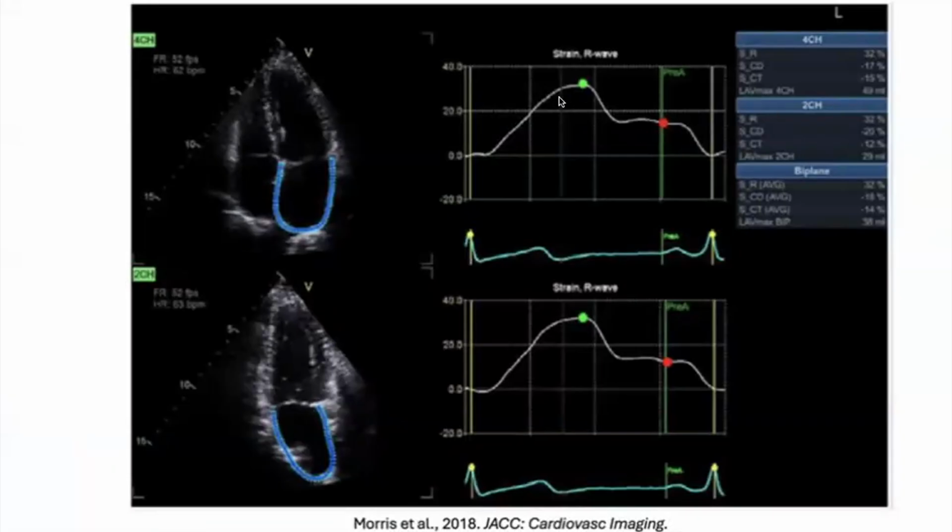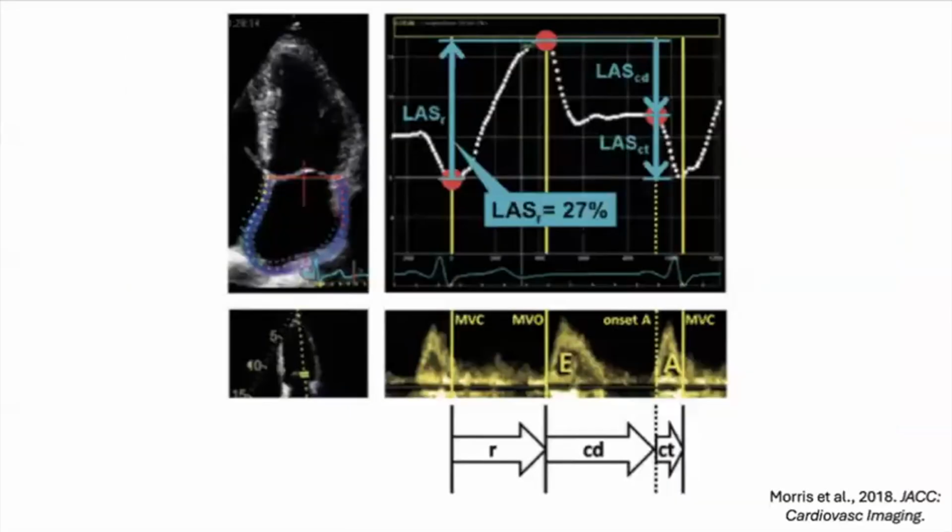The green dot here represents the peak of the strain curve during the reservoir phase, and the red dots represent the peak strain at onset of atrial contraction, just prior to the A wave. This shows in more granular detail how these values are explicitly calculated. It highlights the importance of using the ECG, your Doppler signals, and your understanding of the curve as well as the peak strain values to break things into reservoir strain, conduit strain, and contractile strain.